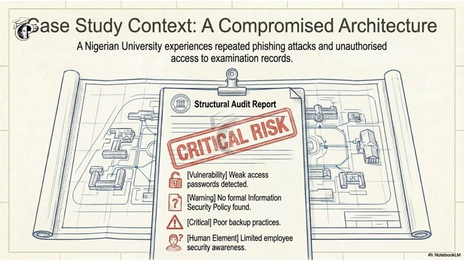So now there's a case study. A Nigerian university experiences repeated phishing attacks and unauthorized access to examination records. Now, after conducting an audit report and carrying out audits, this was what was found. Their vulnerability: weak access passwords have been detected. Warning: no formal information security policy found. They have a critical note. So these are the critical things.